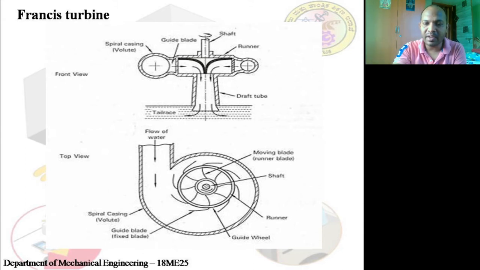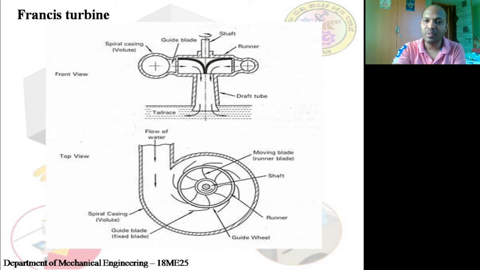The water will enter over here, and as you can see from the arrow marks, the water moves along the spiral casing, and as it progresses, the area keeps decreasing. As the area keeps decreasing, its pressure energy is converted into kinetic energy, which makes the water enter inside and makes the runner rotate faster and faster. As the runner blades rotate faster, the shaft also rotates faster.